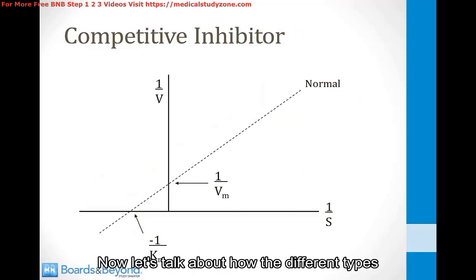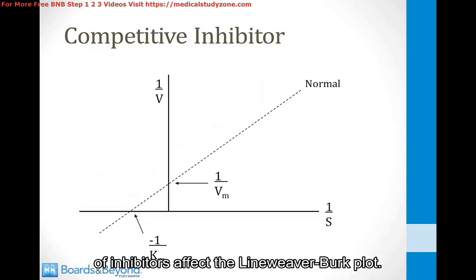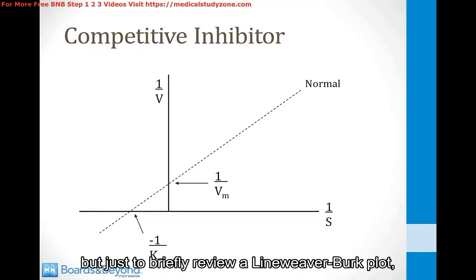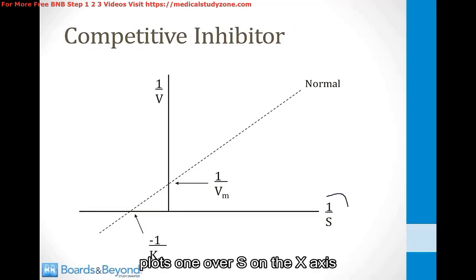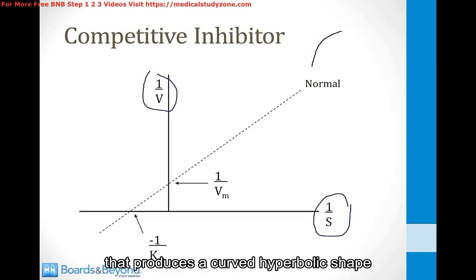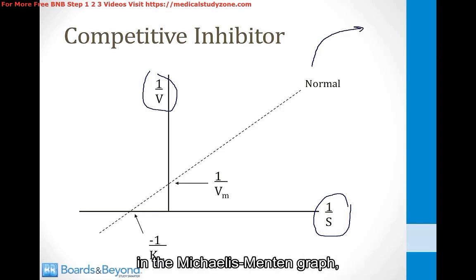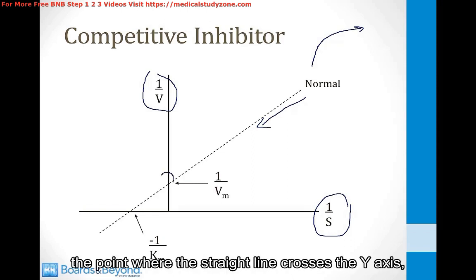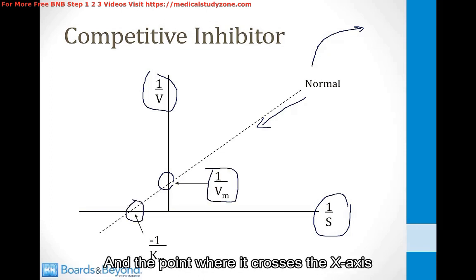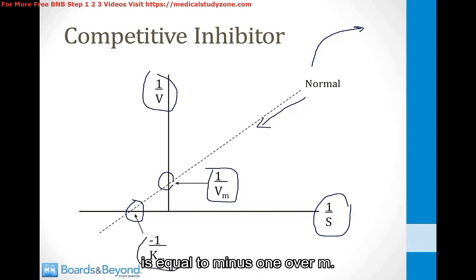Now let's talk about how the different types of inhibitors affect the Lineweaver-Burk plot. And I discussed Lineweaver-Burk plots in detail in the module on enzymes, but just to briefly review, a Lineweaver-Burk plot plots 1 over S on the x-axis and 1 over V on the y-axis. And it takes the same data that produces a curved hyperbolic shape in the Michaelis-Menten graph, and it converts it into a straight line like what I've drawn right here. And on a Lineweaver-Burk plot, the point where the straight line crosses the y-axis is equal to 1 over Vmax, and the point where it crosses the x-axis is equal to minus 1 over Km.